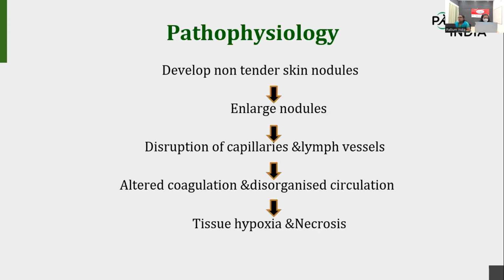So, pathophysiology. Here we know that there is a development of non-tender skin nodules. Gradually the skin nodules will be enlarging. If the skin nodules enlarge, what happens? That leads to disruption of capillaries and lymph vessels, then altered coagulation, and finally tissue hypoxia and necrosis. So this is the pathophysiology of a fungating wound.